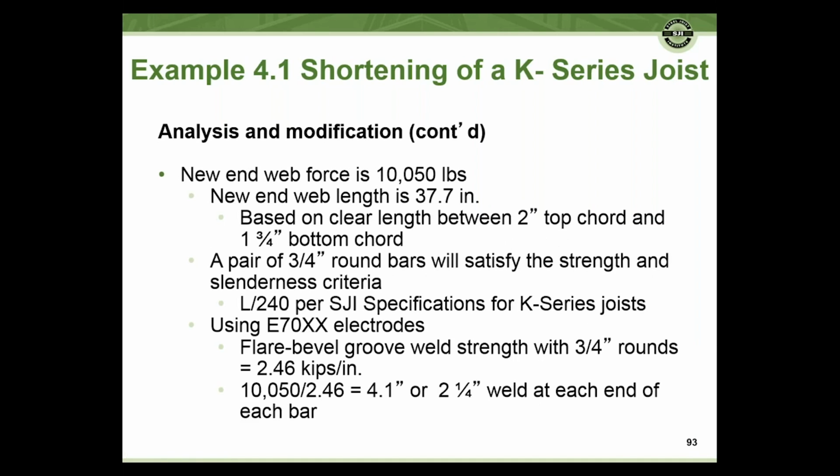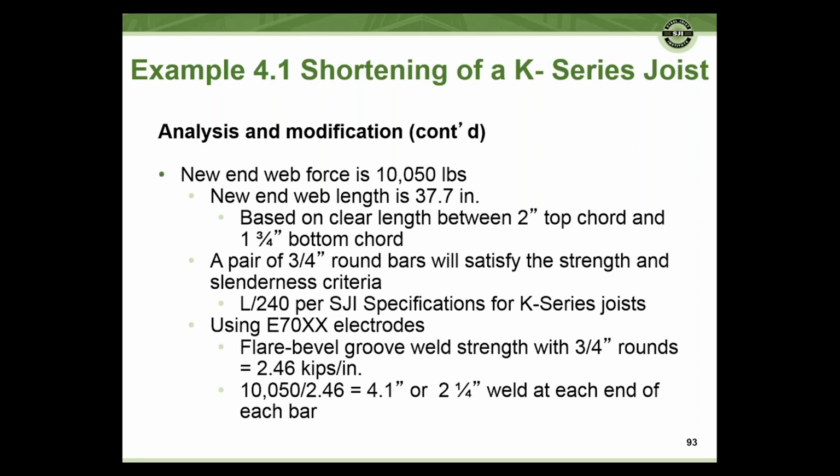When we did analyze this, we did find that our new end web needed to have a 10,050-pound capacity. Its length was 37 inches. We have a clear length of 2 inches at the top and 1 3/4 at the bottom. We checked our slenderness ratio, and we found out that, you know what, let's use a couple of 3/4 inch round bars. That'll satisfy strength and slenderness. The max slenderness ratio is L/240 for end webs.